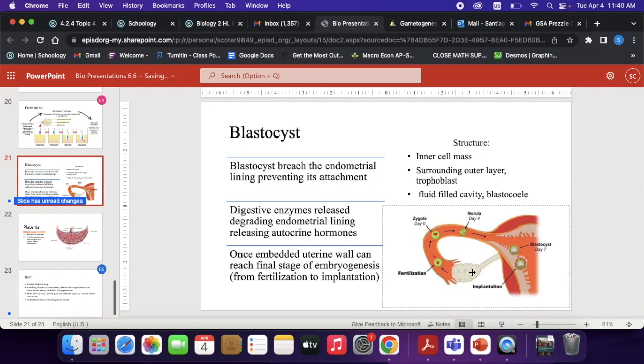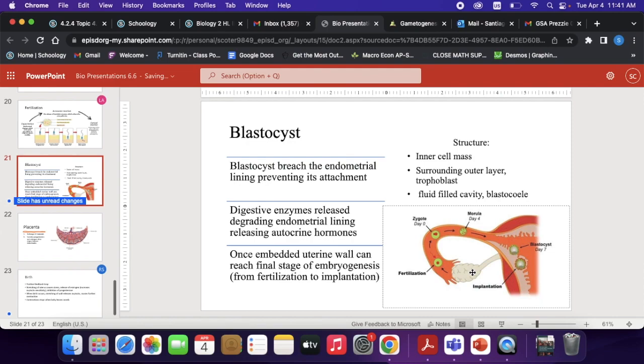So that ensures that the zygote formed is diploid. When the egg and sperm nuclei combine, they form the zygote, and then the zygote will undergo several divisions to form the morula. After that divides and undergoes differentiation and cavitation, it forms the blastocyst. The blastocyst is comprised of three different sections: the inner cell mass, the surrounding outer layer, which is the trophoblast, and inside it a fluid-filled cavity, which is the blastocoele.